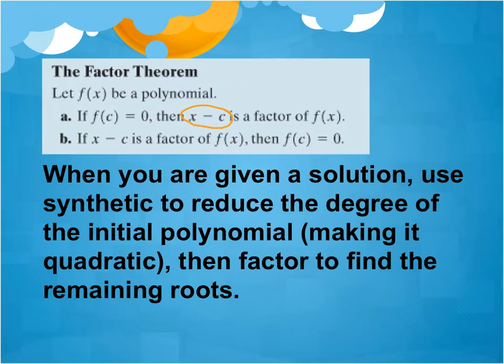B says the opposite. If f minus c is a factor, then f of c is 0. So either way, you're saying if the remainder is 0, then the number that I use is a factor. If the number that I use is a factor, my remainder should be 0. So for these kinds of questions, I'm going to give you one solution, and it's going to say use synthetic division to reduce the degree of the initial polynomial, find the quadratic, and then find the rest of the factors by factoring what's left. So it's just going to say verify or show that the number provided is a factor. You're going to do synthetic division, show that the remainder is 0.